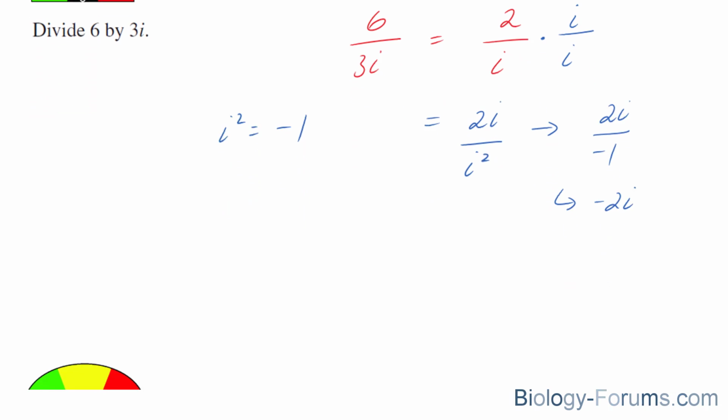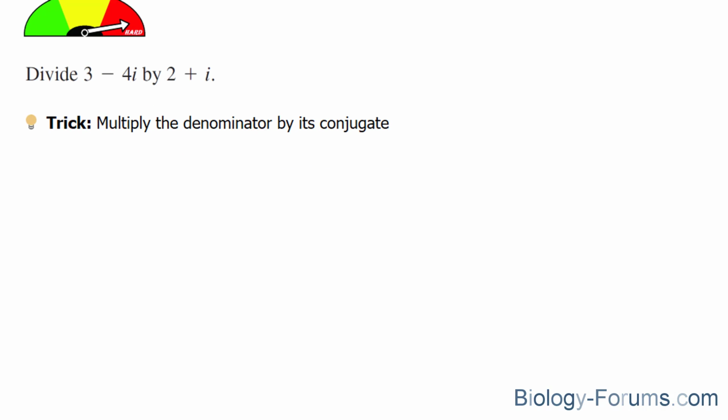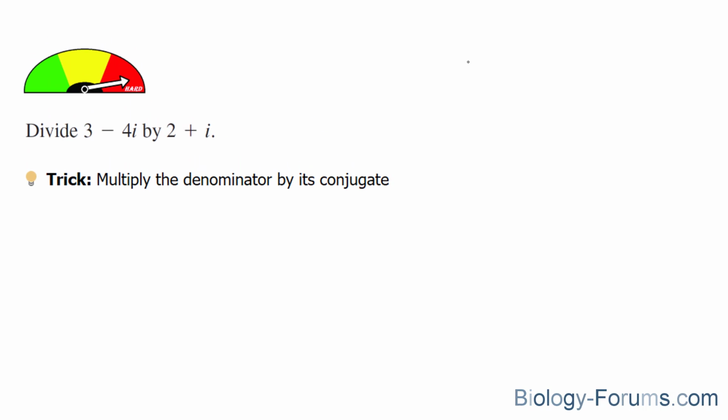The next question. Here, we are expected to divide this binomial, this complex number, 3 minus 4i by 2 plus i. Now, at first glance, you might think that this is impossible to divide. But there's a trick to it. And the trick is to multiply the top layer and the bottom layer by the conjugate of the bottom layer.